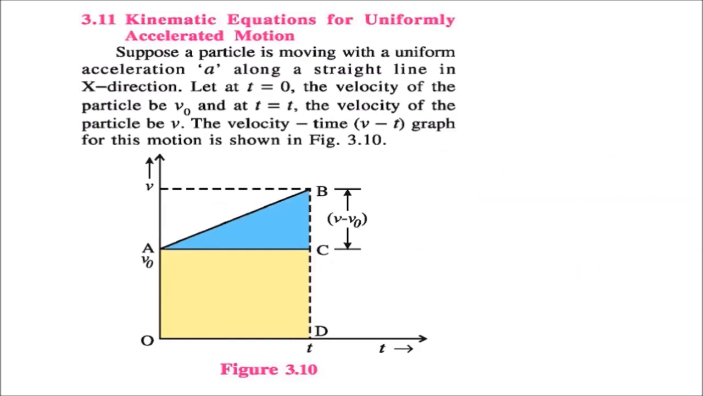Kinematic equations for uniformly accelerated motion. We have a particle moving with uniform acceleration a along a straight line, say the x direction. At t equal to 0, the velocity is v0. At some time t, the velocity becomes v. The velocity-time graph is like this. We have two areas: if we draw from v0 to v, one area is this, the second area is this. You can also combine these areas as a trapezium.